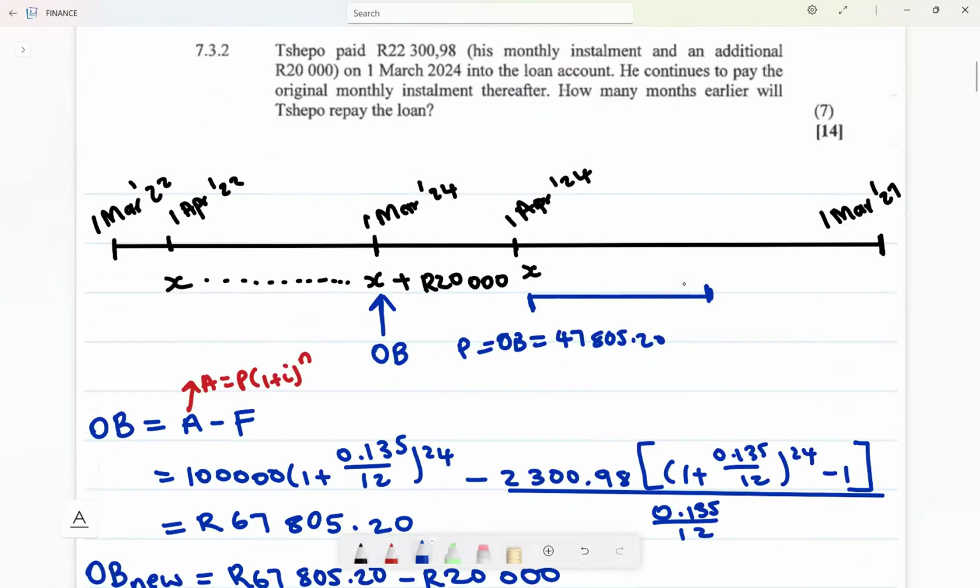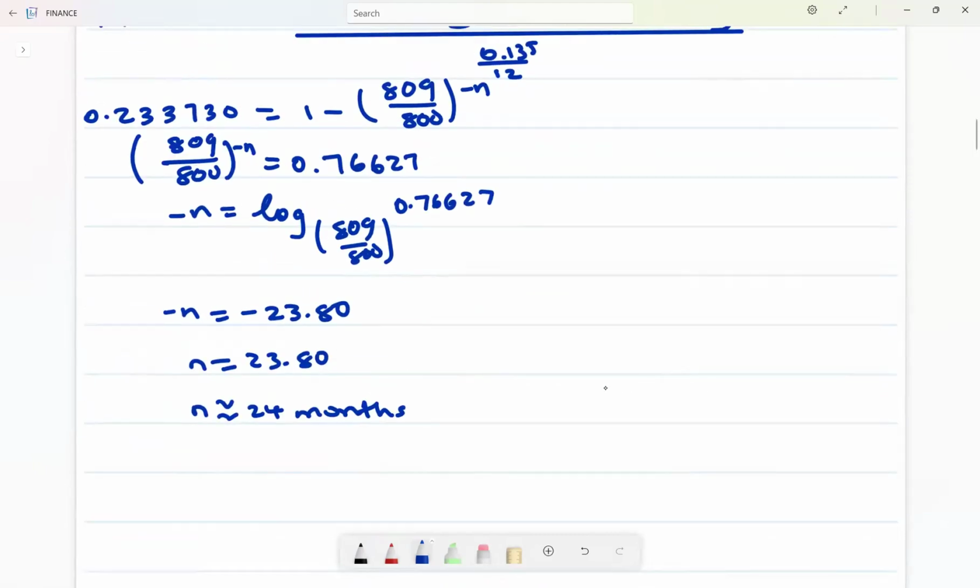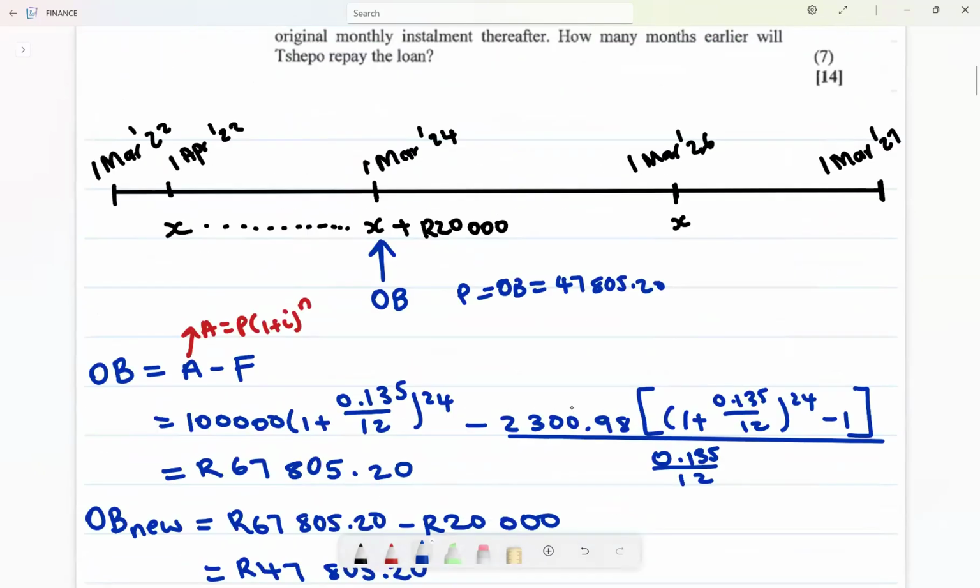So from this date here, he's gonna make 24 payments. And 24 payments is exactly 2 years. So it means now he's gonna end making payments on the 1st of March 2026. Okay, this is approximately 24 months. Remember, these are months. So he's gonna take 24 months to pay this amount.